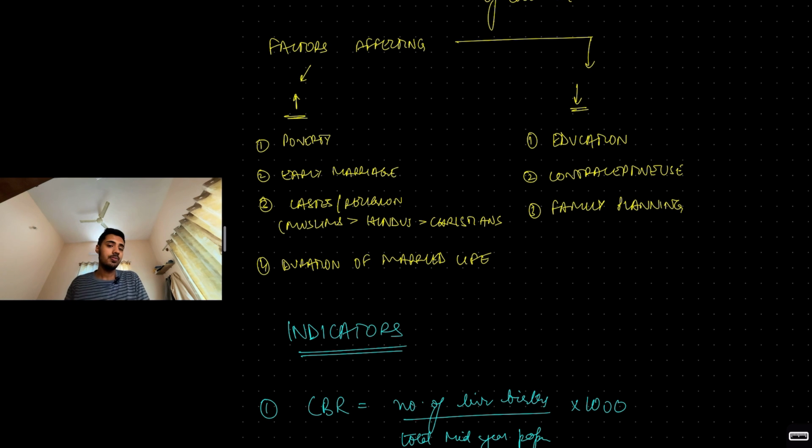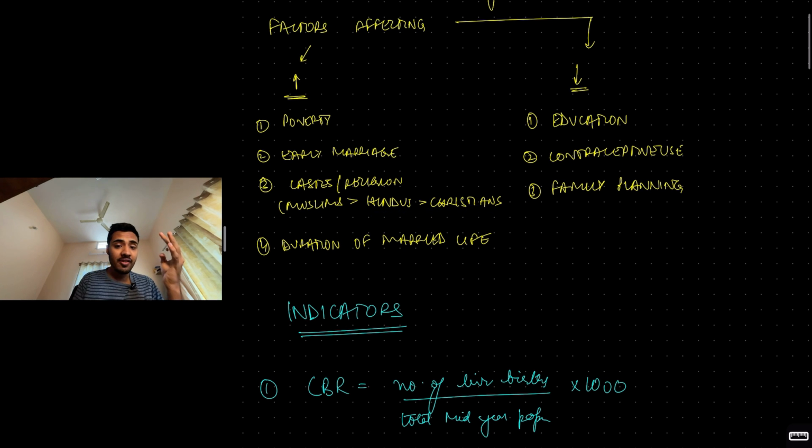Okay, poverty. Generally, in lower socioeconomic status, higher fertility, higher birth rate and stuff like that. Early marriage, more fertility. Child marriage, higher fertility. Some religions like Muslims have a higher fertility than Hindus, than Christians. Duration of married life, more the duration of married life, generally higher fertility.